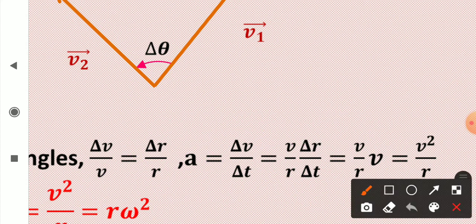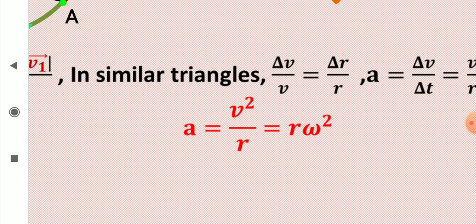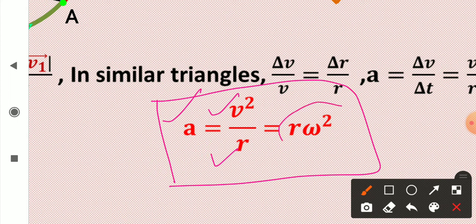So finally we get acceleration a is equal to v square upon r. This is the magnitude of acceleration, and we get this important relation now. So this acceleration a is v square upon r, and you know that v is equal to r omega. So when you put the value, you can get r omega square also, right? So very, very important relation.